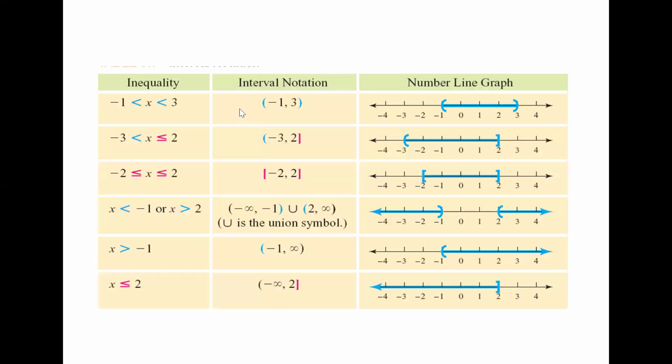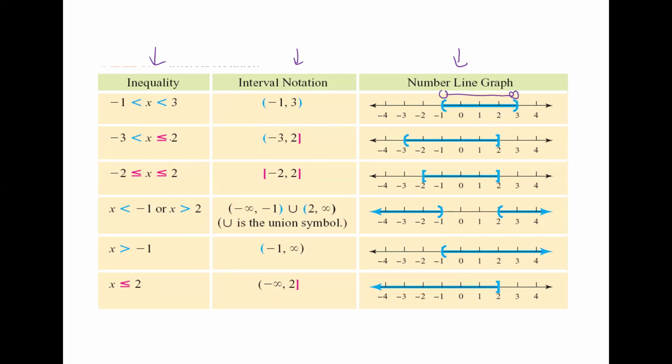All right, and here we're showing the interval notation. Here's the number line graph, and here's what the inequality looks like. So these are just different ways it can look. Here, x is between -1 and 3. They're open, so it'd be parentheses, or, if it was actually graphed, it would be open circles.